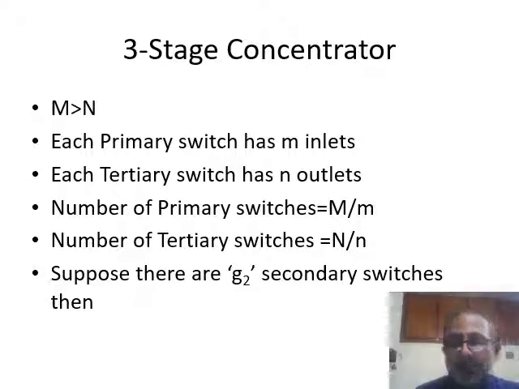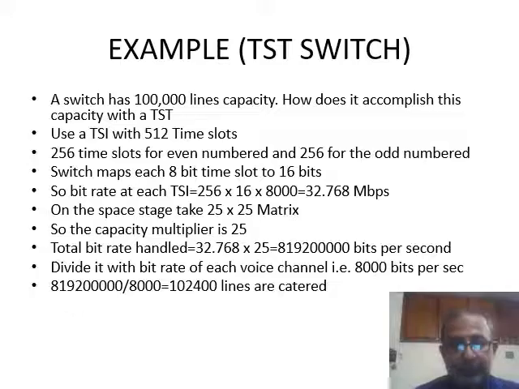So the number of primary switches would be capital M over small m. Number of tertiary switches would be equal to capital N over small n. Suppose there are G2 secondary switches. G2 means the number of switches in the secondary stage. What happens?